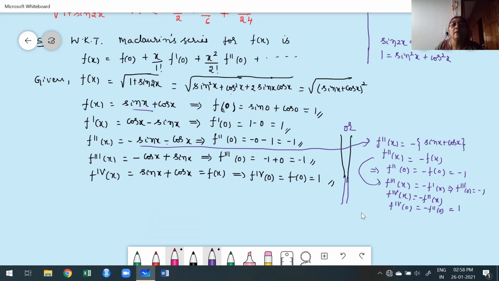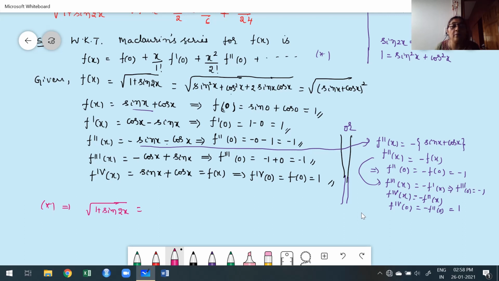Next, I'm going to take this as star. Now I have to substitute these values in star, and that implies the required result. What is my f of x? Don't write sin x plus cos x; it is 1 plus sin x, root of 1 plus sin x. That's the expansion expected in the problem.